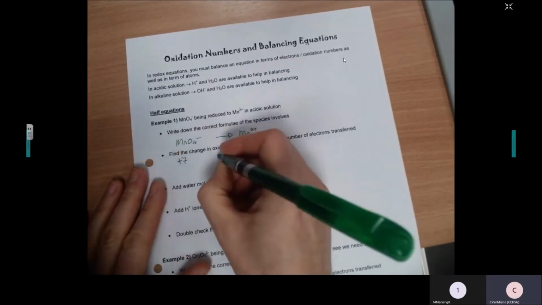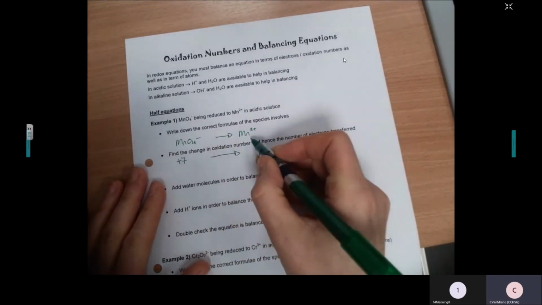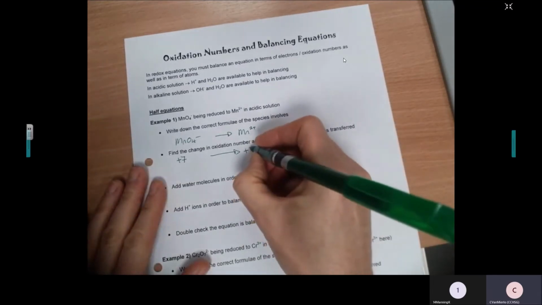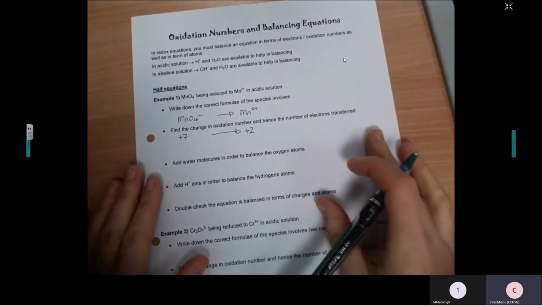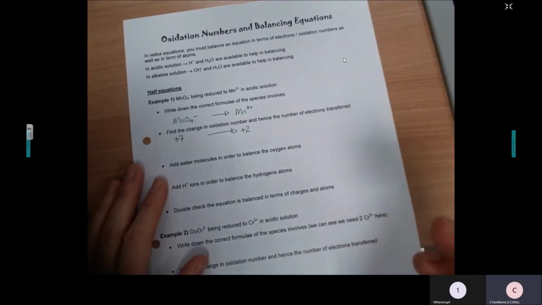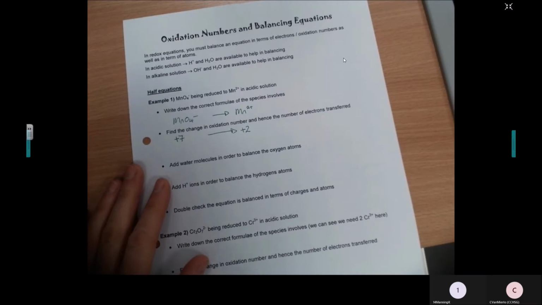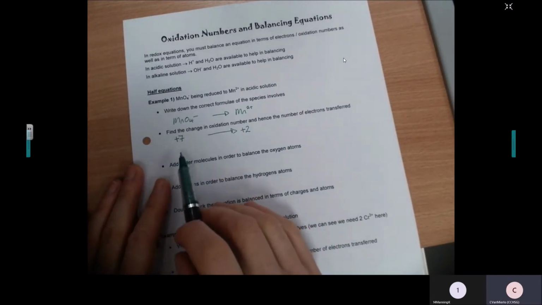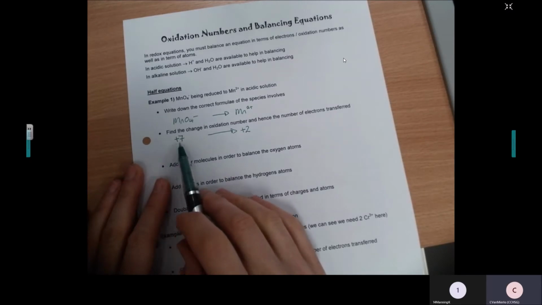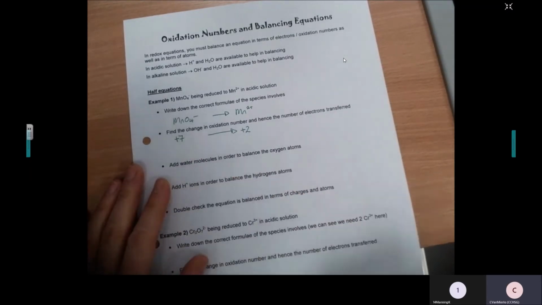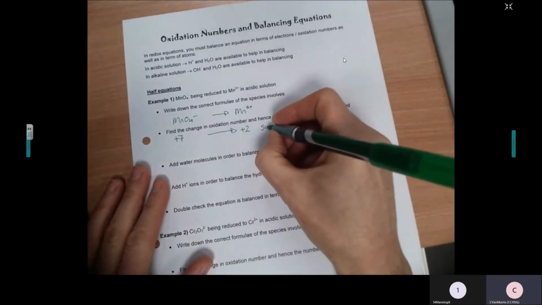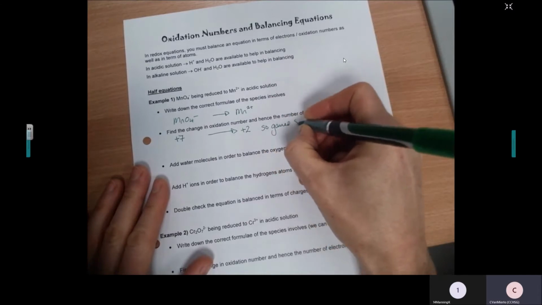So we've gone from +7 to, what's the oxidation number here? +2. Remember, Mn2+ is a simple ion, it's just the charge on its ion. And so have we lost or gained electrons? Gained electrons, good, because if we are getting from +7 to +2, we need to put some negative stuff in. How many electrons? 5. Yeah, so we can say here we've gained 5 electrons.